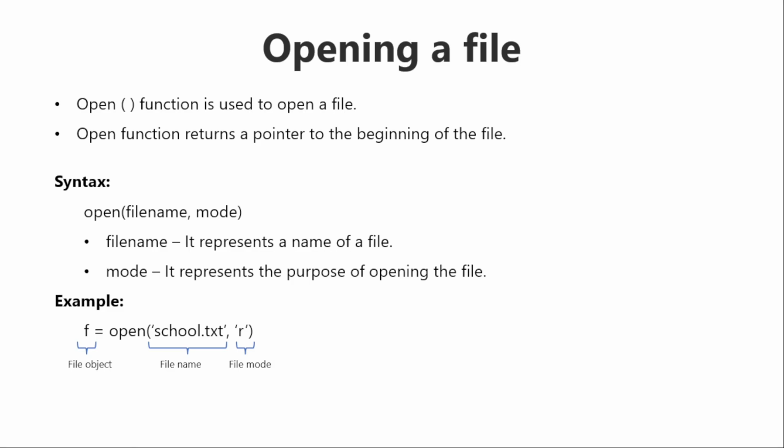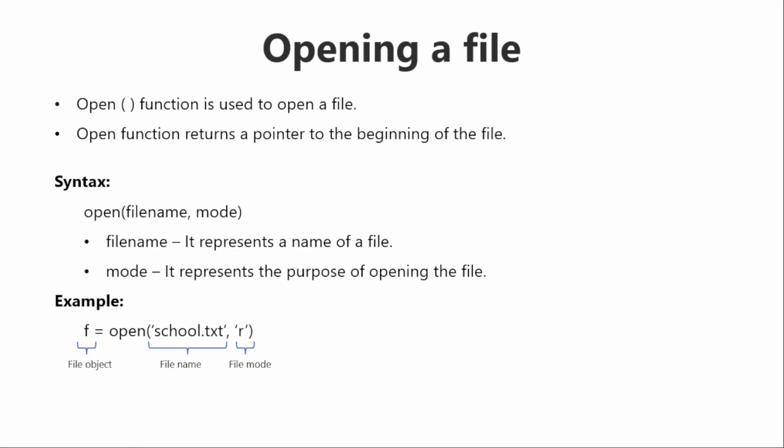The syntax is open(file name, mode). File name represents the name of a file, while mode represents the purpose of opening a file. I think it's a bit clear now. So if you look into the example, f is equal to open school.txt and its mode is r. r means read mode. f is the file object or a file handler, which is used as a variable to handle the file. So on opening a file, we are giving the inputs as file name and its mode.